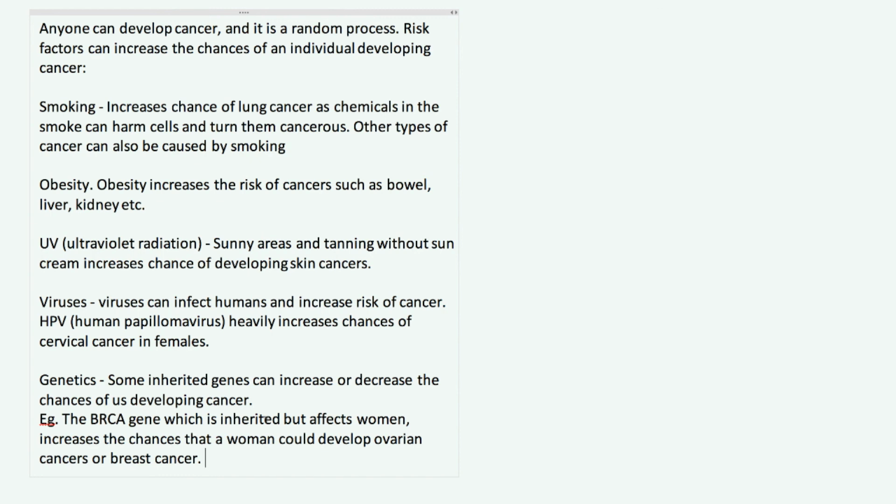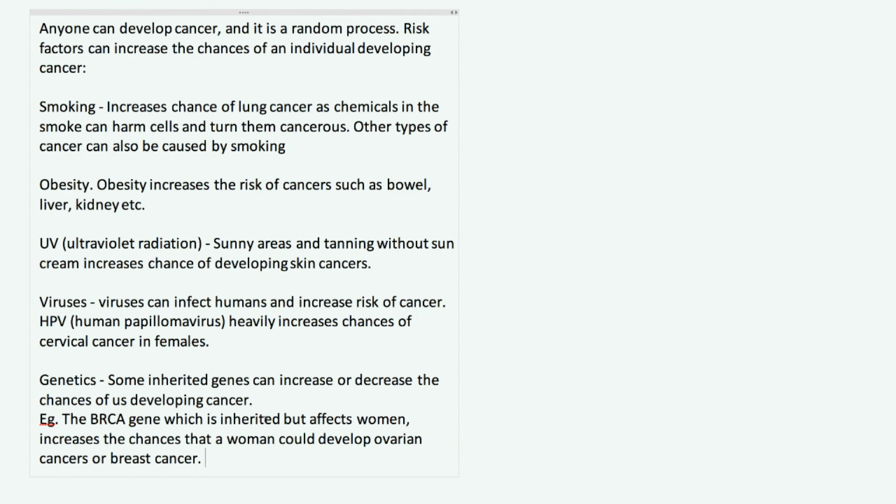All right, so I'm going to stop there. You've got five separate risk factors there. There are more, but I'm not going to go into all of those because you could spend an hour going into them. But I hope that's helped and you understand what cancer is.